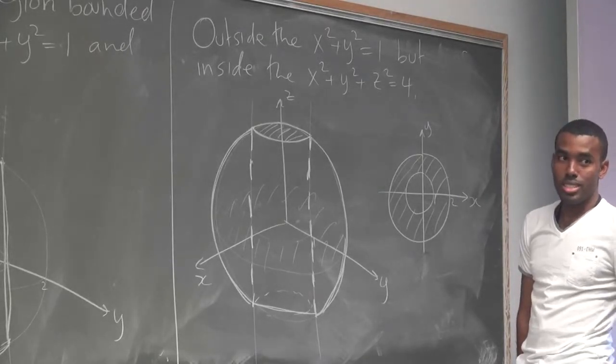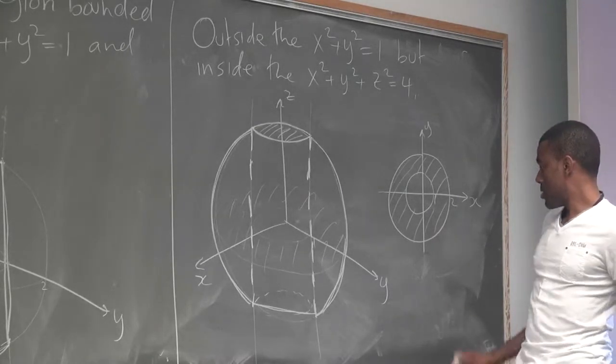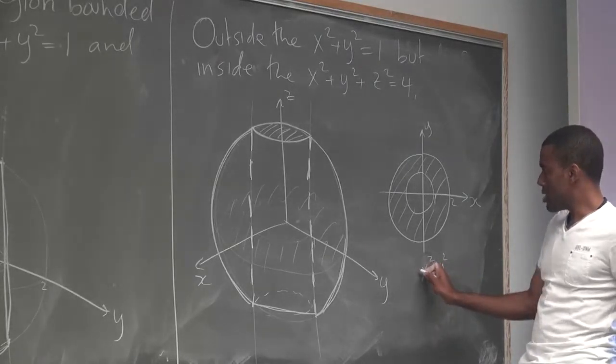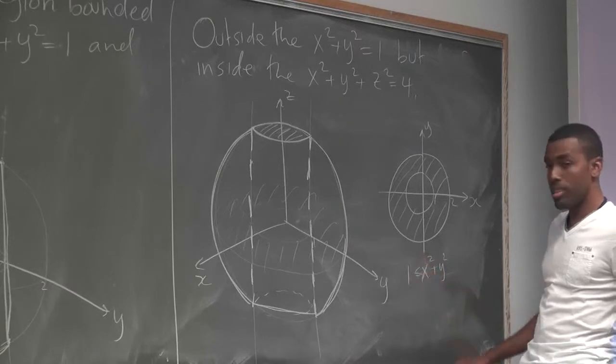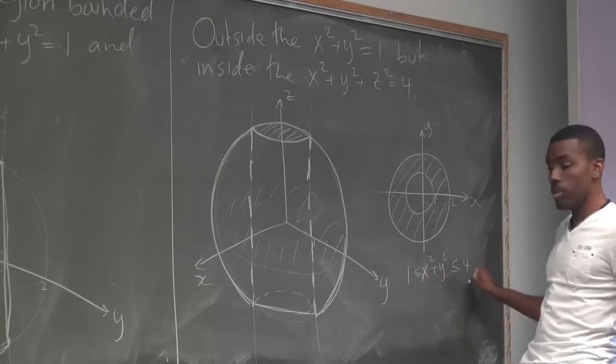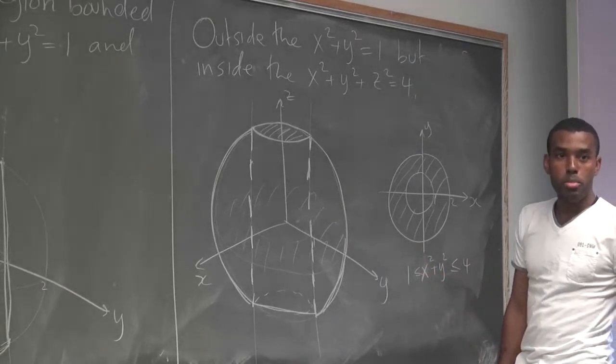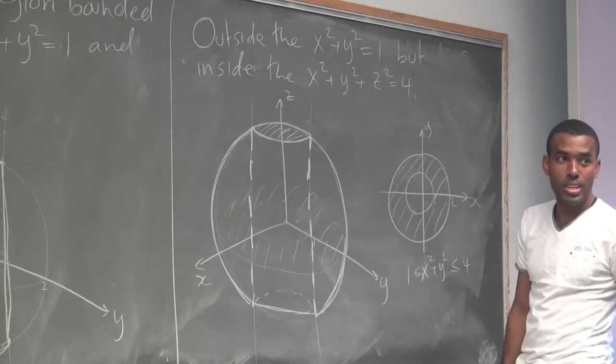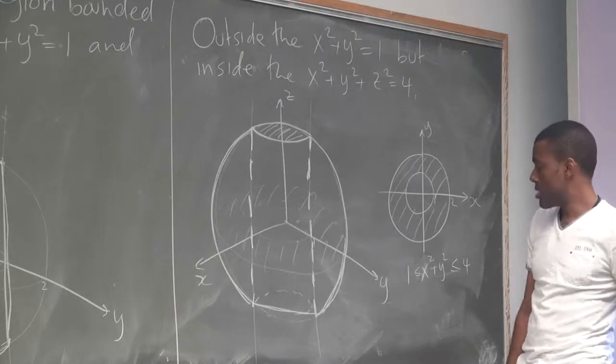Circle x squared plus y squared equals 4. Well, you can write it as x squared plus y squared has to be bigger than 1 or less than 4. Describe the region in polar coordinates. Oh, cosine... r is greater than or equal to 1 and less than or equal to 2.